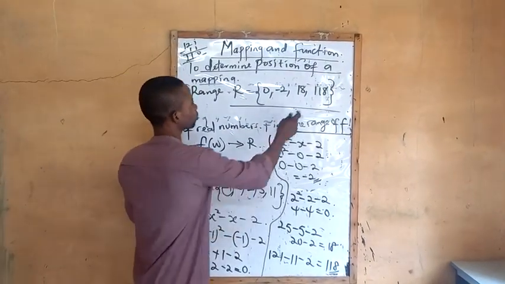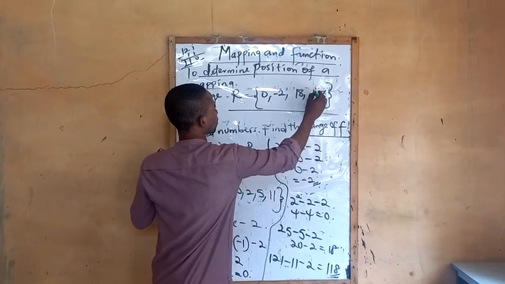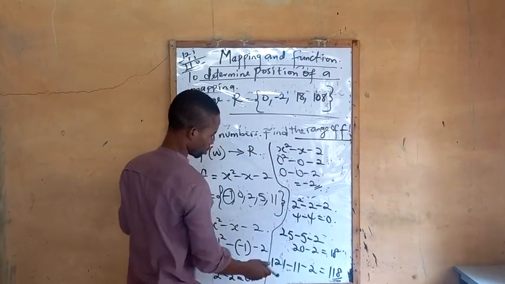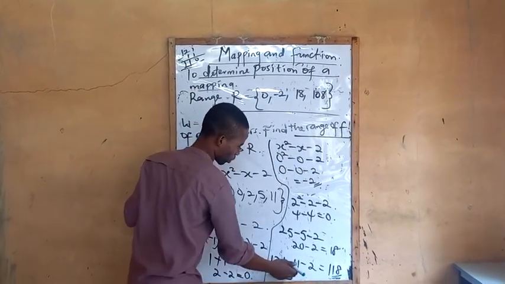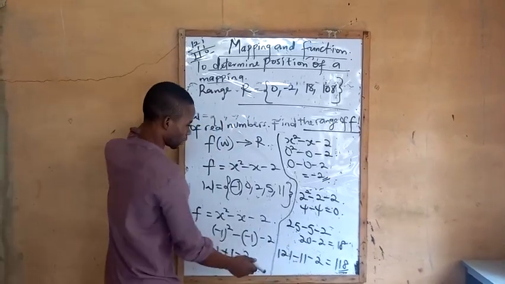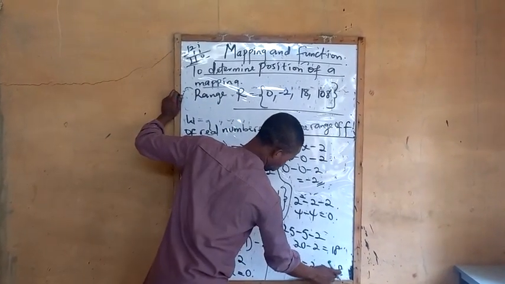Now, sorry, this should be 108, because 121 minus 11 is 110, and 110 minus 2 is 108.